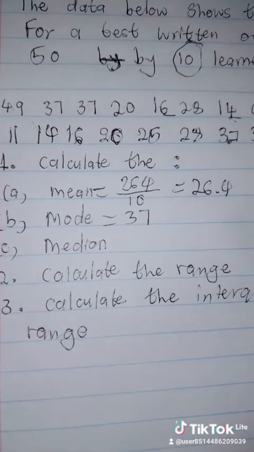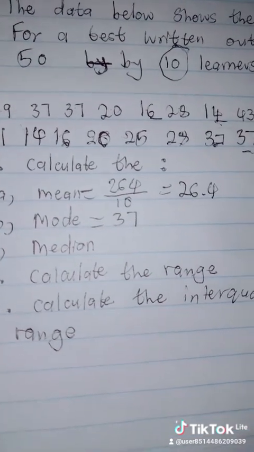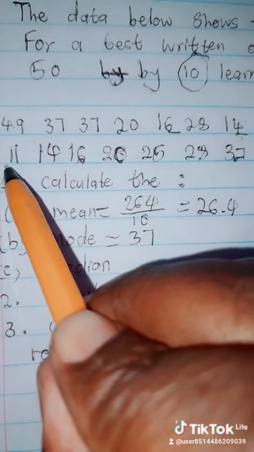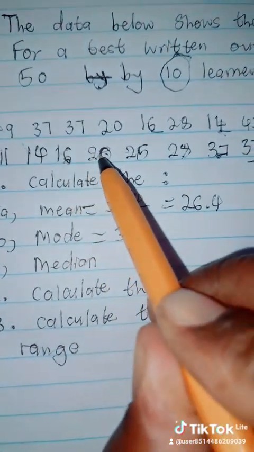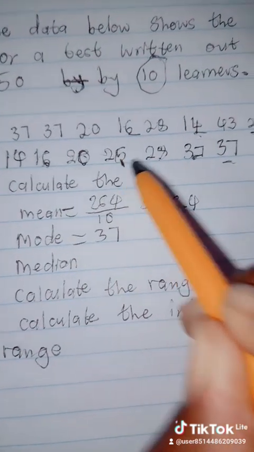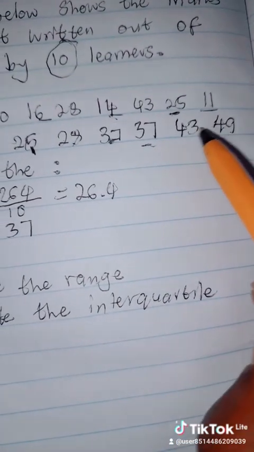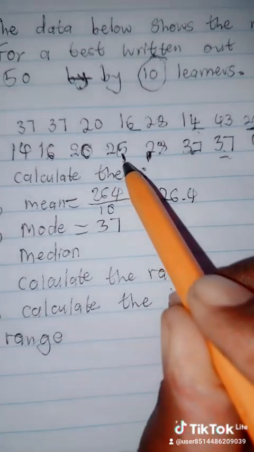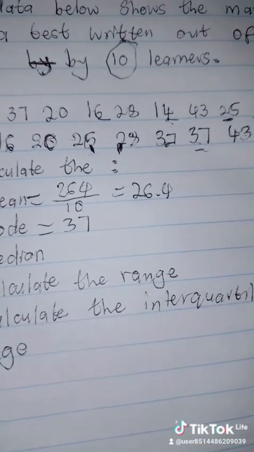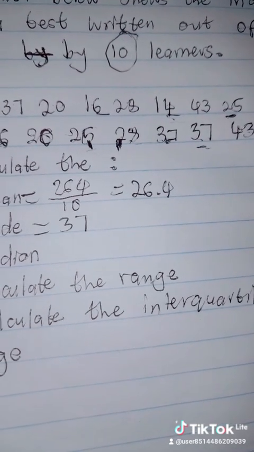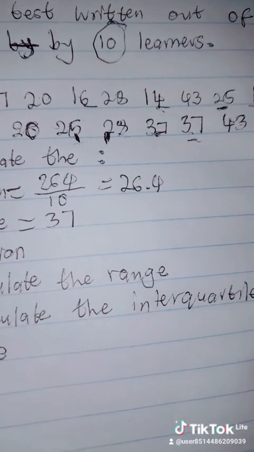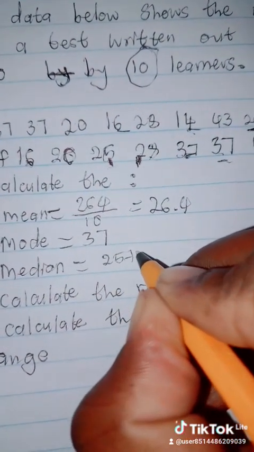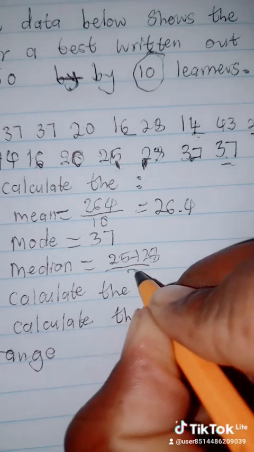Then we also have to find the median, which is the middle value in the data set. Since we have 10 learners, we will calculate a half, which is 5. 1, 2, 3, 4, 5. Then we'll place here again. Let's start at 49. 1, 2, 3, 4, 5. So the 2 middle values here are 25 and 28. You will add them, 25 plus 28, then divide by 2. So in other words, for us to find the median, it's 25 plus 28 divided by 2.